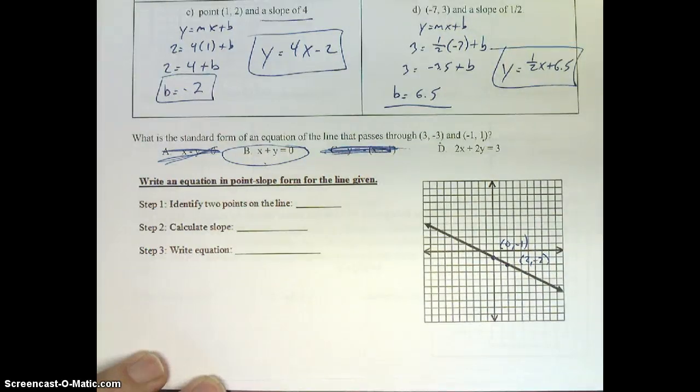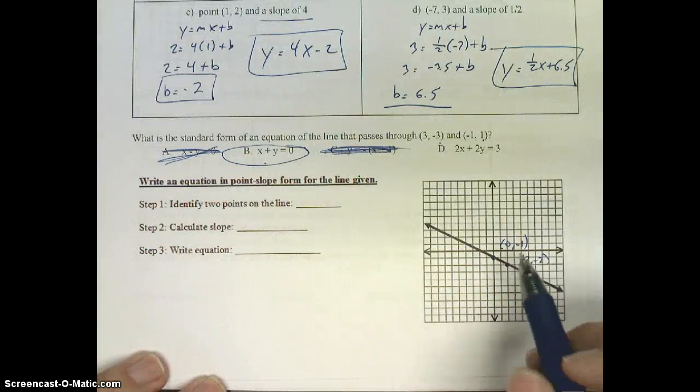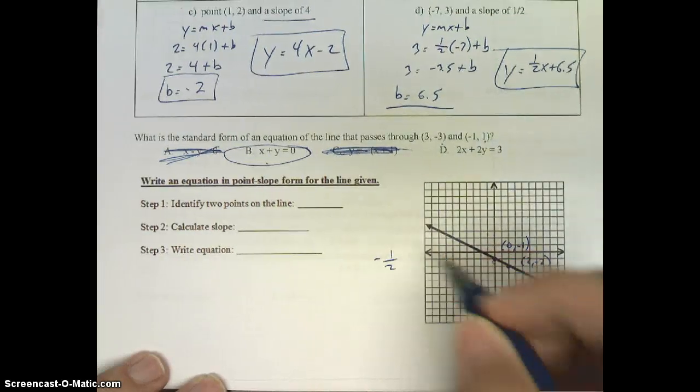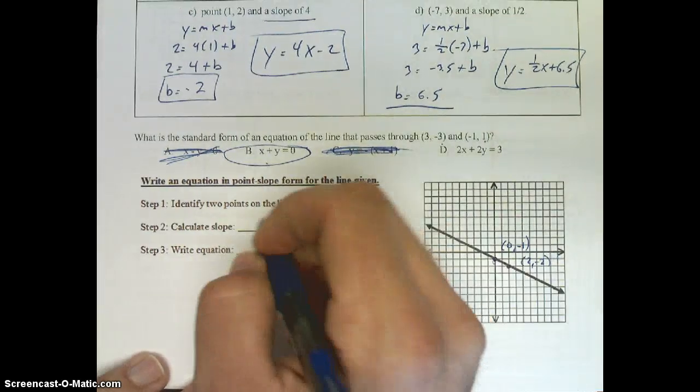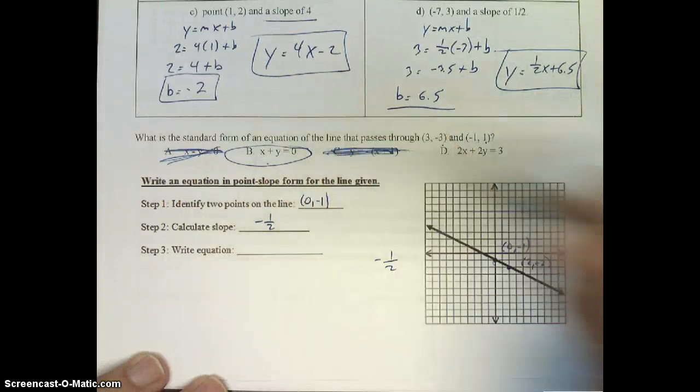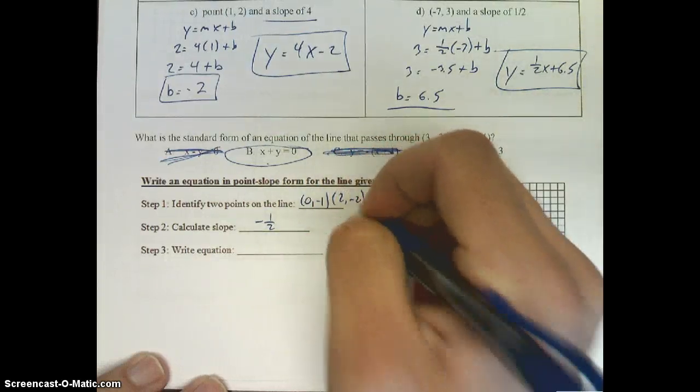All right. So calculate slope. I can calculate slope using this all day, but guys, make this easy on yourself. To go from one point to the next point, I'm going down 1 over 2. So I'm falling 1, running 2. Negative 1/2 is your slope. Okay. So here's my 2 points, 0, negative 1, 2, negative 2.